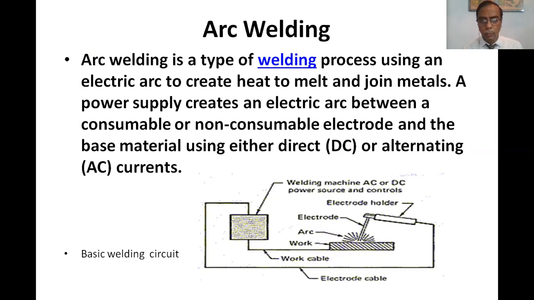One cable is the work cable, and another cable is the electrode cable. The left side is an AC or DC machine, the power supply and control, and the electrode is in the electrode holder. This is the electrode, and the arc is formed, so melting is done.